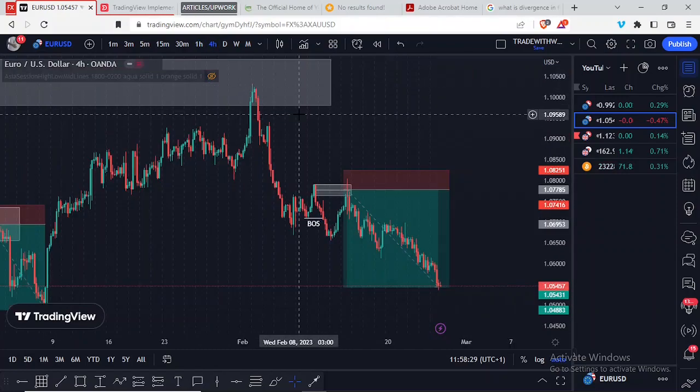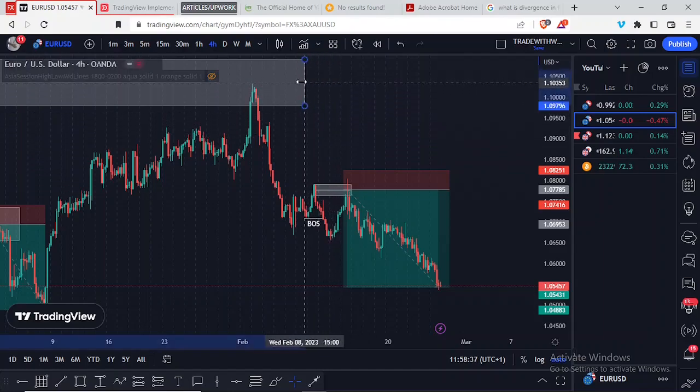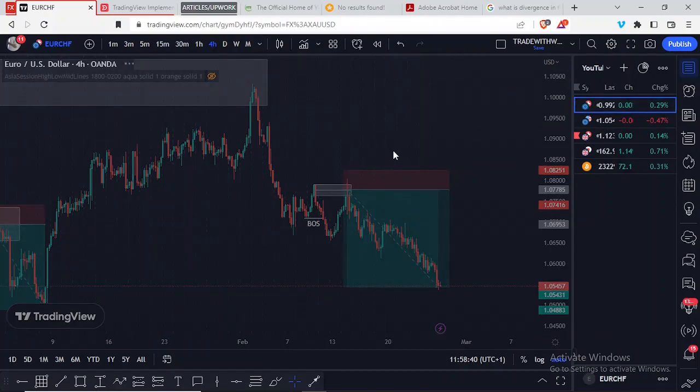First things first, start your analysis with the weekly time frame. Check the overall trend. Is it a bullish trend? Is it a bearish trend? Is it a ranging trend? Then you analyze and you wait for what? Wait for the setup to play out. Now let's move to Euro CHF.